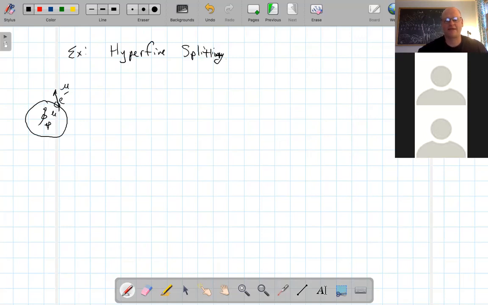Hyperfine splitting comes from the fact that these particles have spins. The two spins from each of the magnetic moments couple with each other, and that coupling gives corrections to the energy. Remember that for the hydrogen atom, the potential V of r is equal to minus e squared divided by r. This is the potential of the electron in the field of the proton.